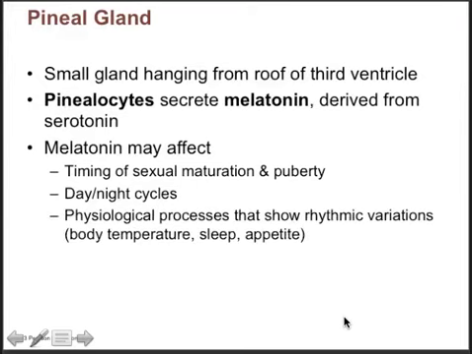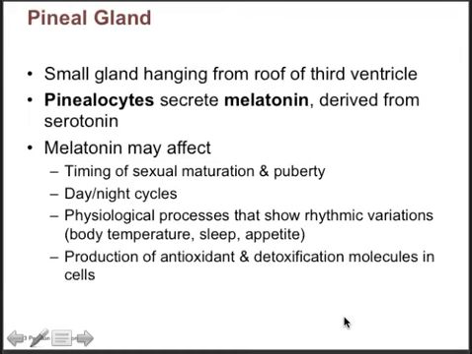It also controls physiological processes that show rhythmic variations. These include changes in body temperature, in sleep patterns, and in appetite. It also aids with the production of antioxidant and detoxification molecules in cells in order to preserve them so that they don't prematurely die.